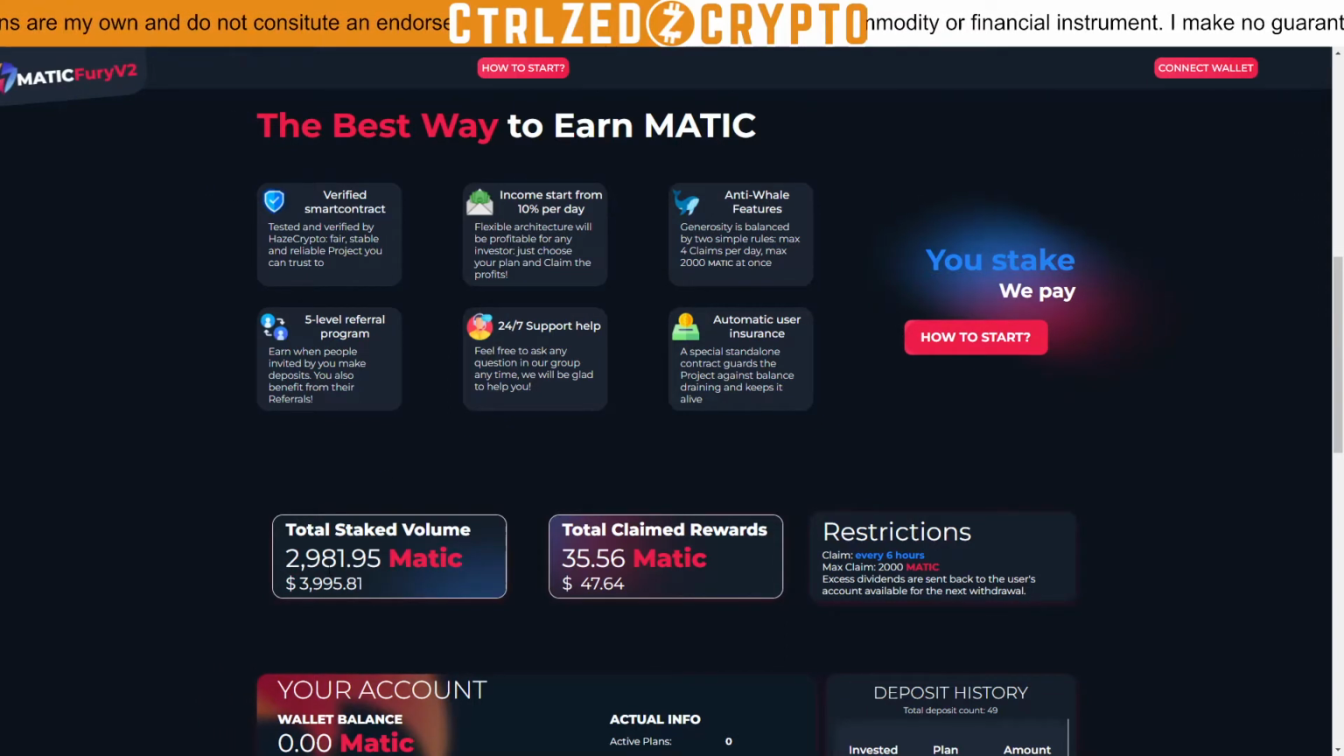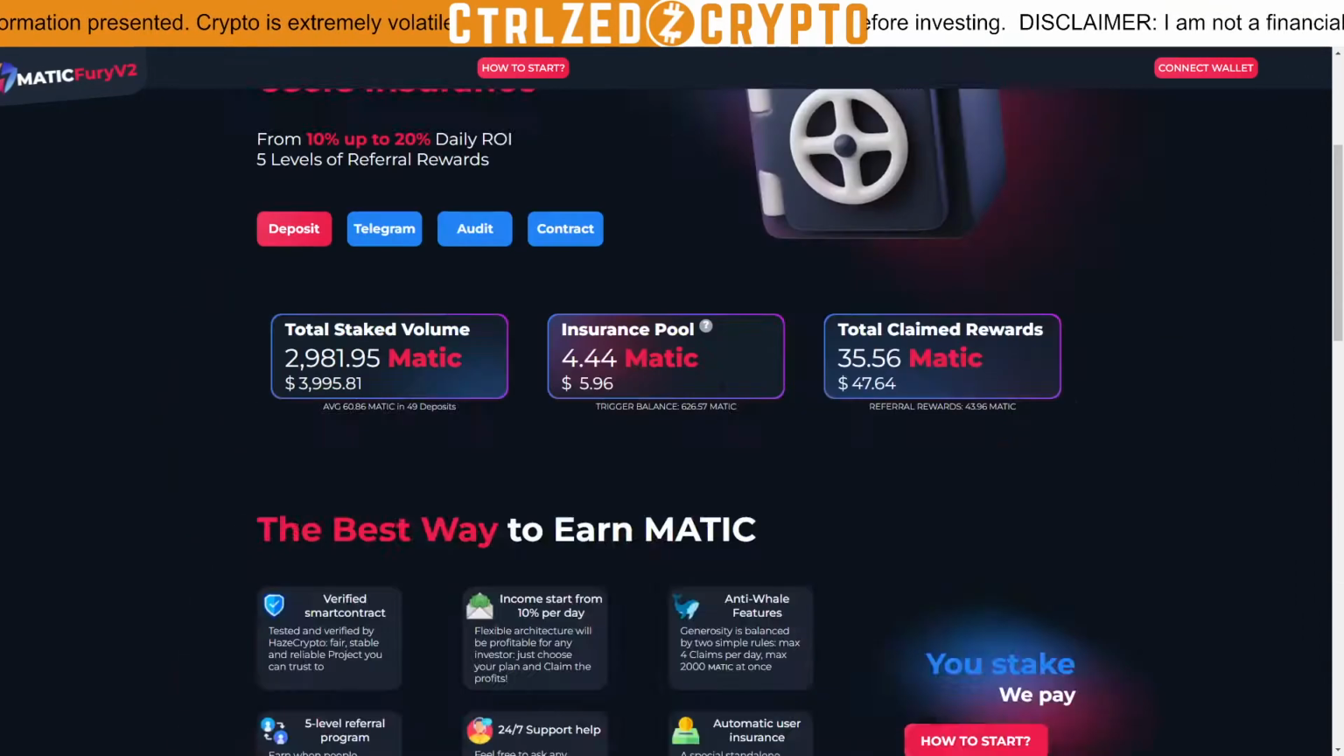It's very low. It started from zero. So this is interesting. These guys have basically collapsed, and instead of doing what most people do and rebranding, starting a brand new Ponzi scheme and calling it Matic, I don't know, Angry Matic or something like that, they've just added a V2 at the end of it and pretended like nothing has happened, which I think is just fascinating. So should you invest in Matic Fury V2?